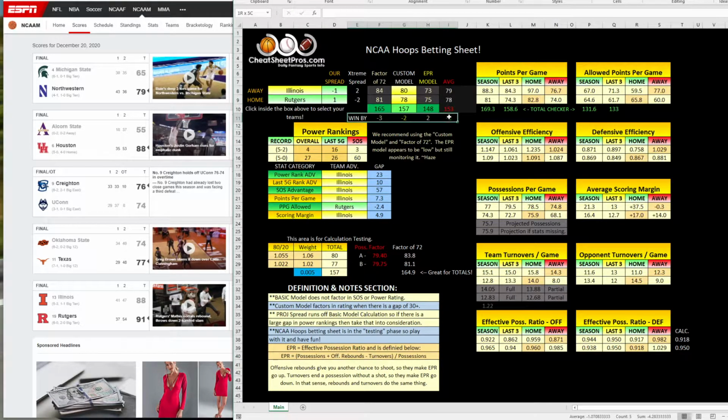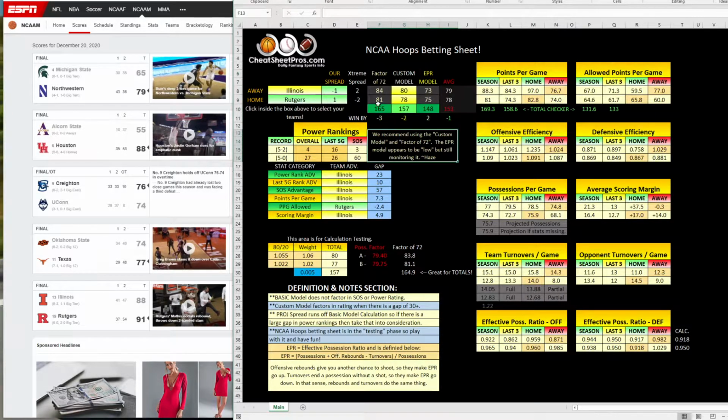Now here on the bottom, you can see across all of these models what we have the winning team winning by. So we've got 3, 2, other team 2, and 1. So you can see this is projected to be a tight game. The first model and the main model I'm going to look at is this custom model.